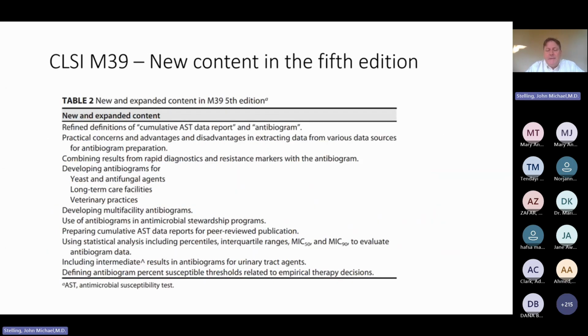You just saw the recommendations from the general M39 document that we first published over 20 years ago. We're now to the 5th edition, which I think is from 2022. And it goes into greater areas: long-term care facilities, veterinary, yeast, fungal, incorporating rapid diagnostics and resistance markers, multi-facility antibiograms, antimicrobial stewardship programs. So it gives you an example of the information that has been added over the 5 editions.